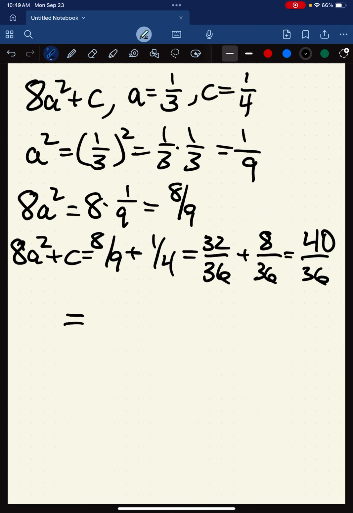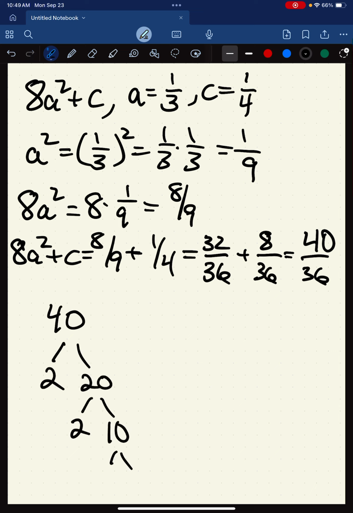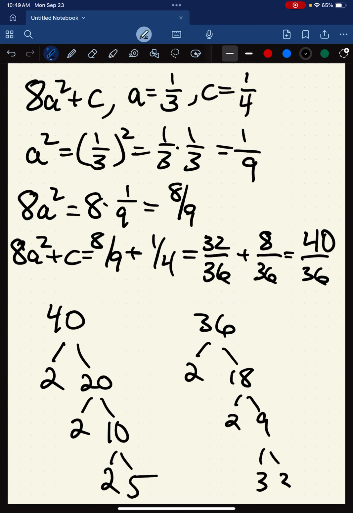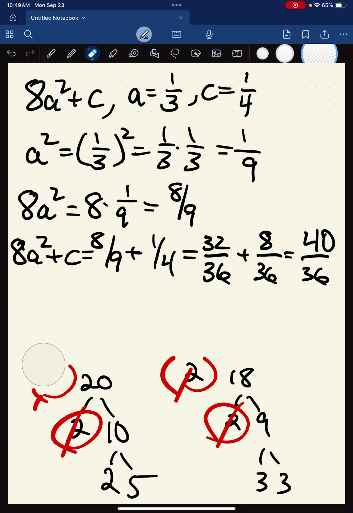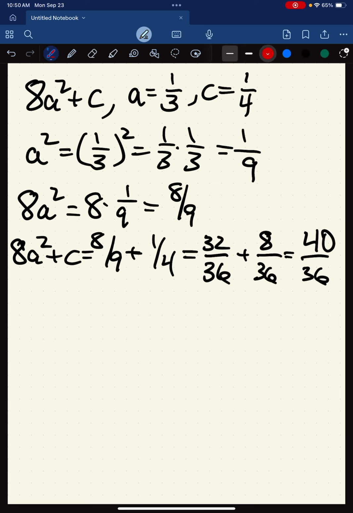Let's see, 40. I'll go ahead and do the factor tree here. 40 is 2 times 20, which is going to be 2 times 10, which is going to be 2 times 5. 36 is 2 times 18, which is going to be 2 times 9, which is going to be 3 times 3. Find the common stuff. We have a 2 and a 2. That's it. So we can take those out. And on the top, we're left with 2 times 5. On the bottom, we're left with 3 times 3. Otherwise known as 10 over 9.